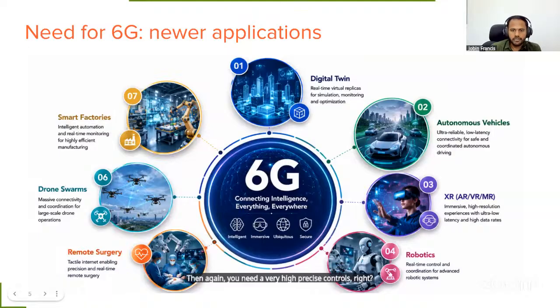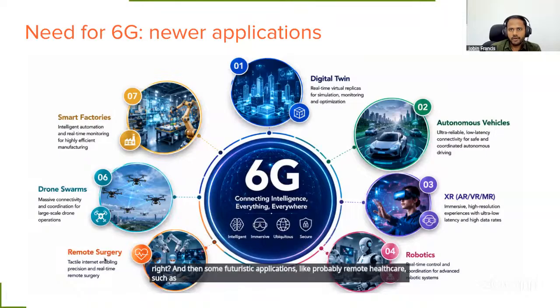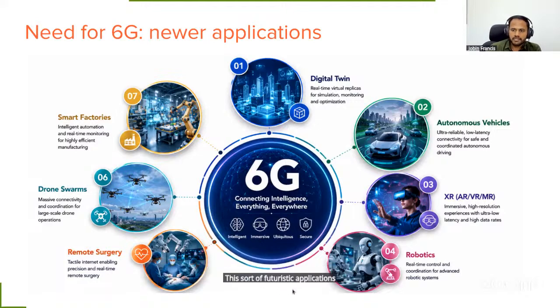So drones are going to be there. There are going to be swarms of drones, which need, again, connectivity over large distances, which means the communication technology for enabling such long distance communication has to be cellular, right? And then some futuristic applications like probably remote healthcare, such as remote surgery. All of this means, again, a very reliable network, right? So in short, for these futuristic applications, the requirements are well beyond what a 5G network can support, right?